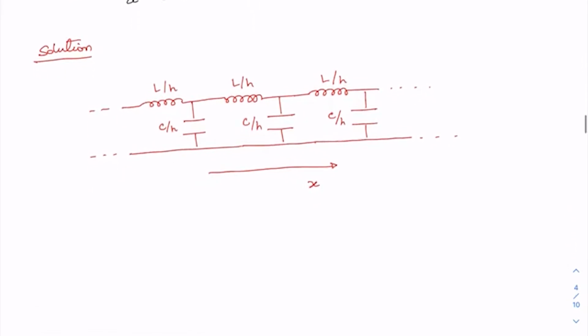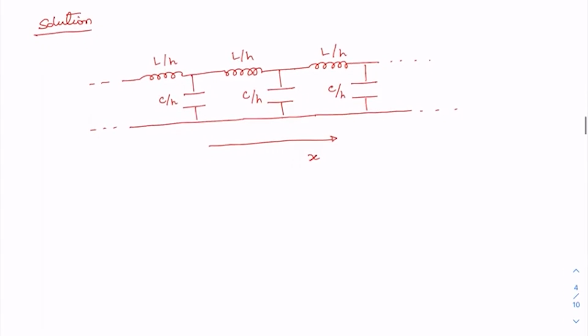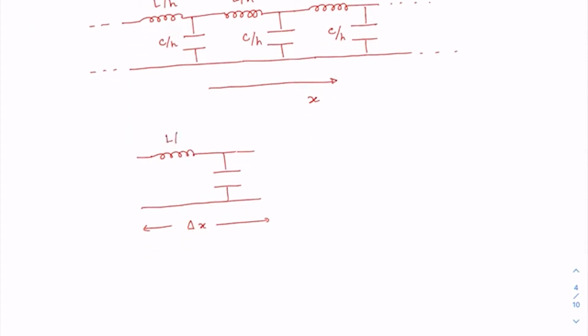And now let us consider a unit cell of length delta x. Let me just consider only one unit cell like this. So say this length is delta x, this is L by H, which let me now write as small l, and this is small c. Small l is L by H, inductance per unit length, and small c is capacitance per unit length.